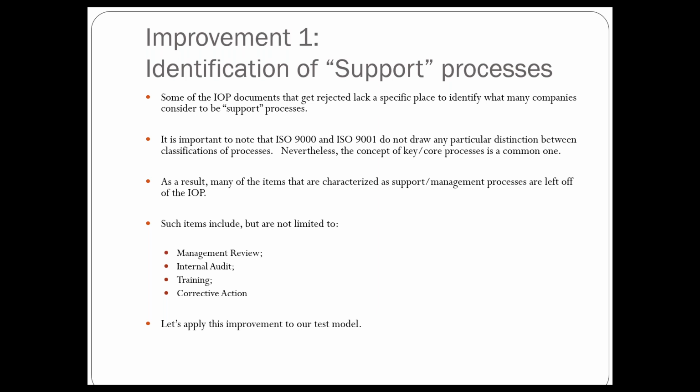Let's identify what the support processes are. Now, support processes is a common idea. It's a common item that's applied. You don't have to have key processes and support, but again, recognize that your IOP has to cover the entire quality management system. It can't just be sales, purchasing, production. It's got to be the entire quality management system. Again, the standard mandates that the quality management system is made up of processes. We do need them all.